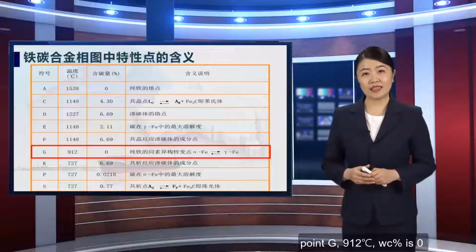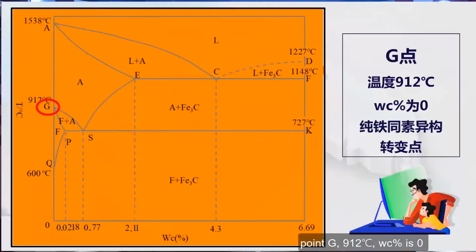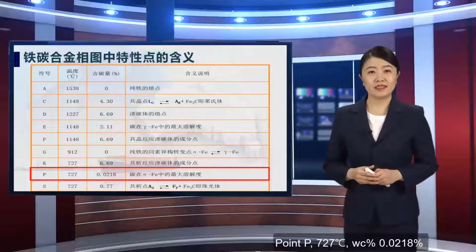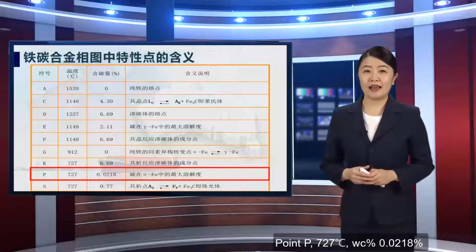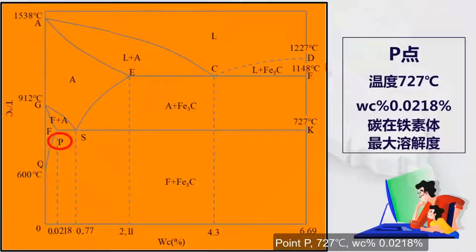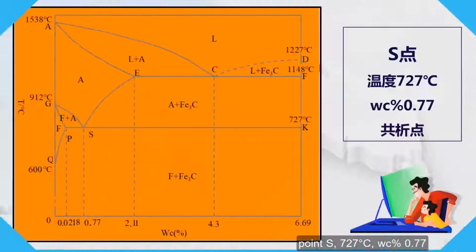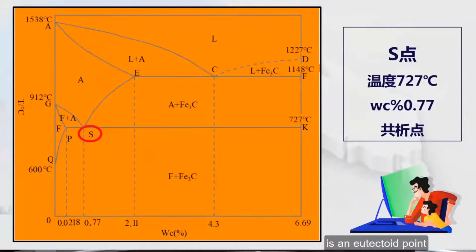Point G, 912, Wc% is 0, is the transformation point of pure iron allotropy. Point P, 727, Wc% 0.0218%, is the maximum solubility of carbon in ferrite. Point S, 727 degrees Celsius, Wc% 0.77, is a eutectoid point.